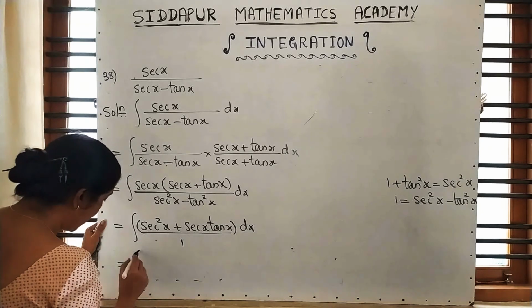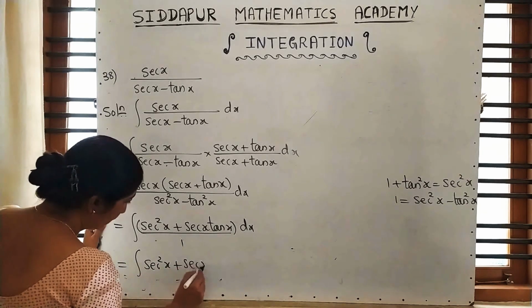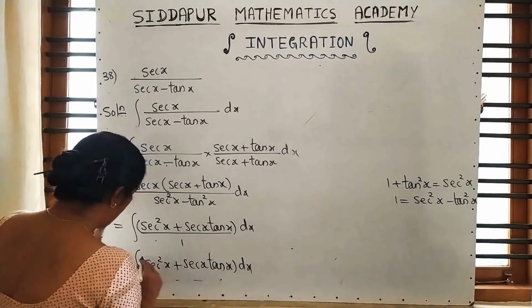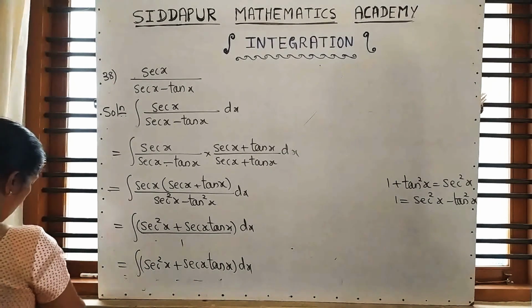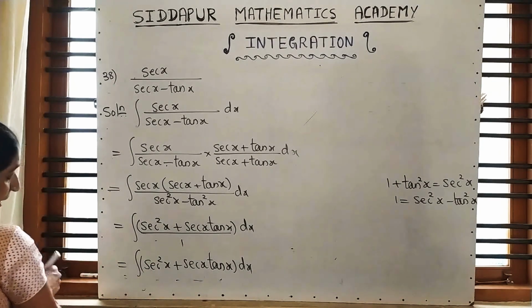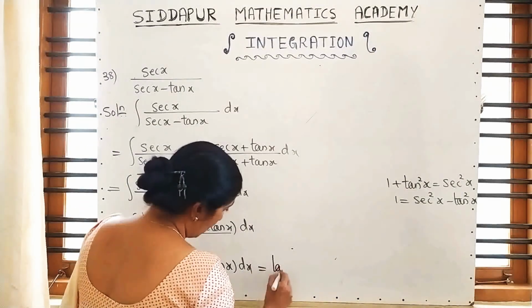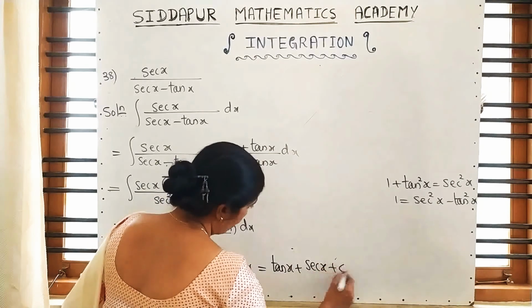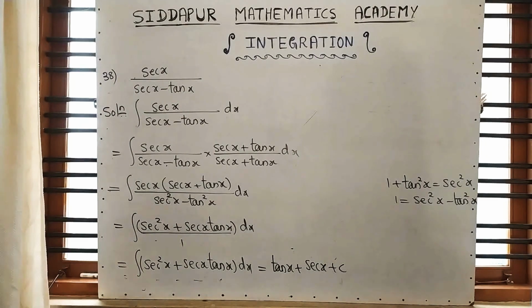So in the next step again I will write only the numerator. Yes. Now tell me what is the integration of secant square x? You have the formula list with you or what? Integration of secant square is tan x. Integration of sec into tan is sec plus c. Moving to the next question, question number 39.